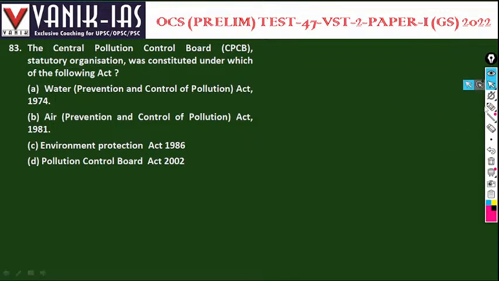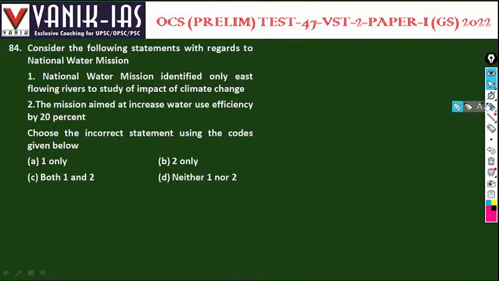Then Central Pollution Control Board. CPCB, a statutory organization, was constituted under which of the following acts? Water Prevention and Control of Pollution Act, Air Prevention and Control Act, Environment Protection Act. Obviously, Environment Protection Act, because it is all about the Central Pollution Control Board. No, the Central Pollution Control Board was constituted under the Water Prevention and Pollution Act, 1974. Yes, A is the answer. Pollution control started at that time. After that, the Air Pollution Control Act started in 1981 and the Air Pollution Control Board was established. So it is under the Water Pollution Control Act.